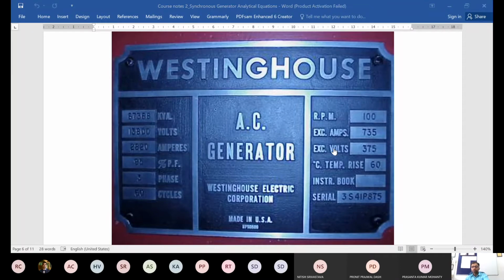Whose question was that? Sir, Pranit. Yes, Pranit. Sir, that exciting ampere, that's in ampere, no? Sir, then 735 into 375 is 275.62 kilowatt. Kilowatt, right? Very correct. Then here on the left side it is 67,368 kilo. So which one do we have to divide?